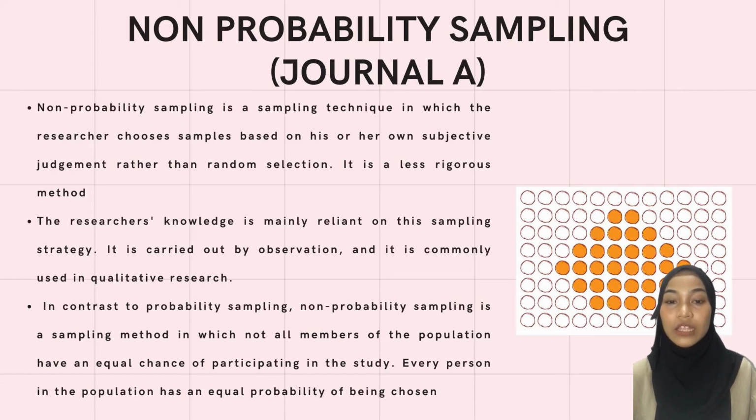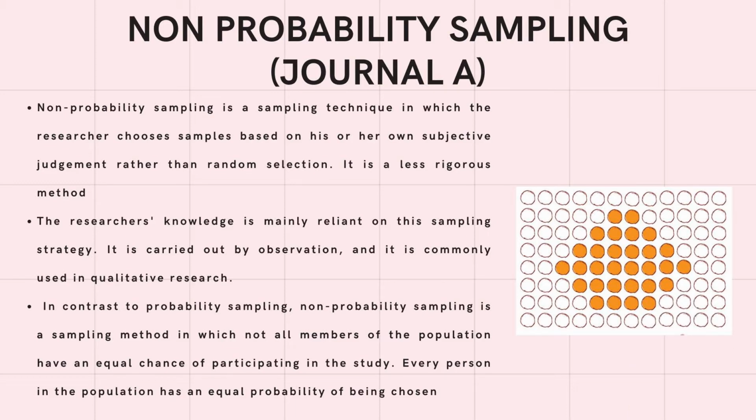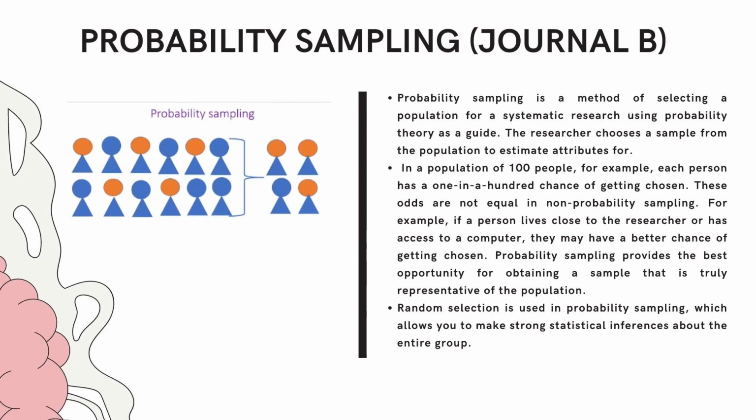Okay, last, in contrast to probability sampling, non-probability sampling is a sampling method in which not all members of the population have an equal chance of participating in the study. Every person in the population has an equal probability of being chosen in probability sampling.